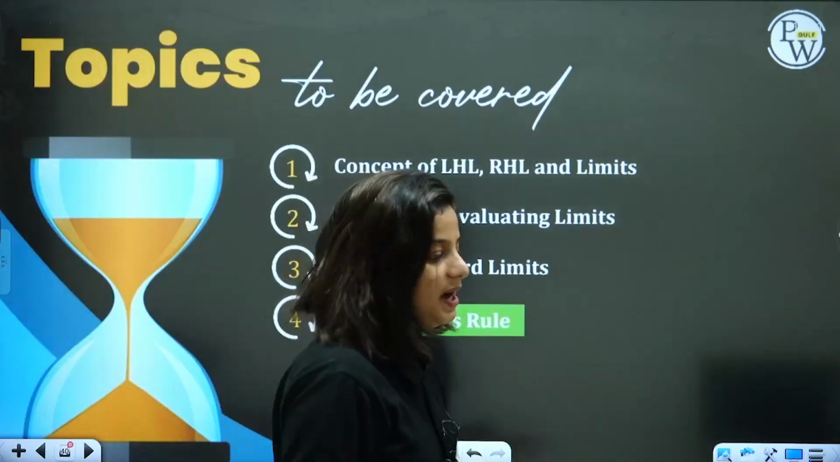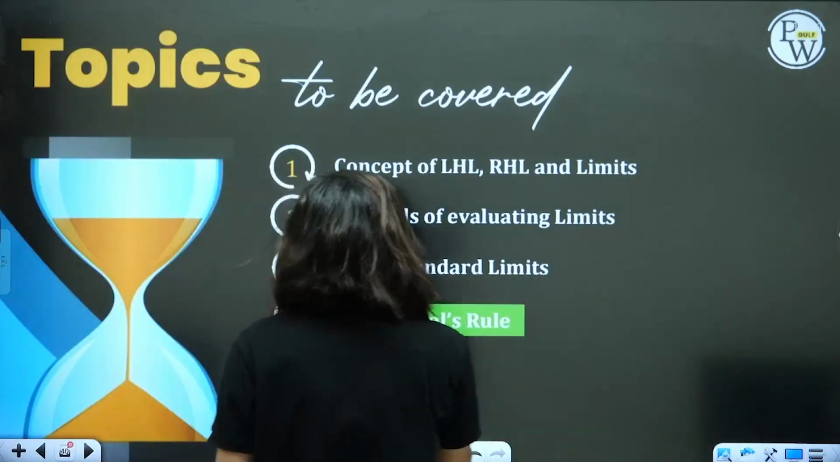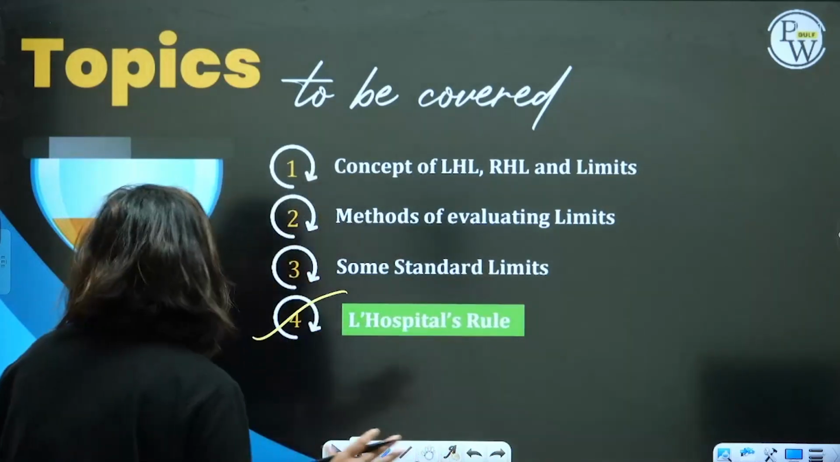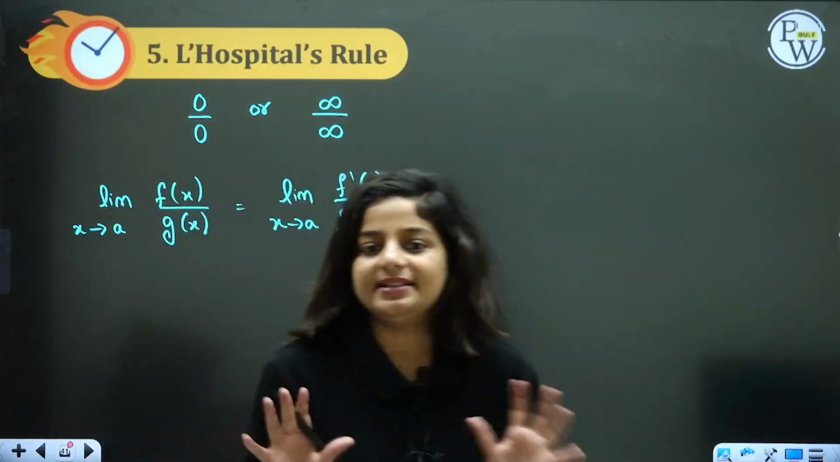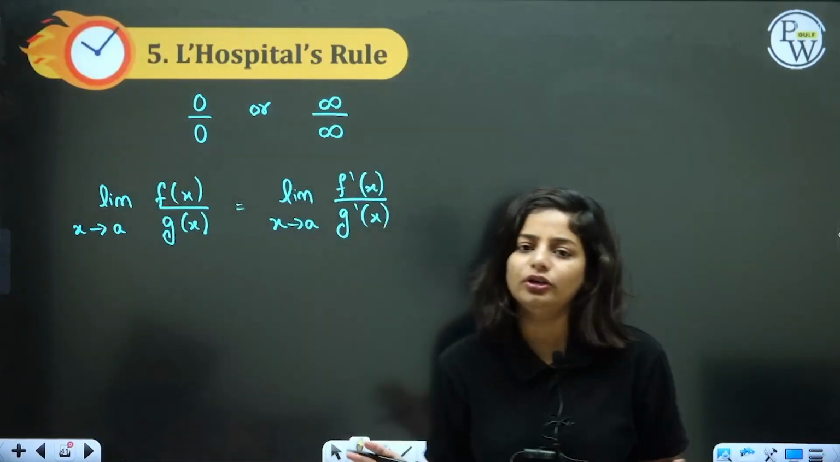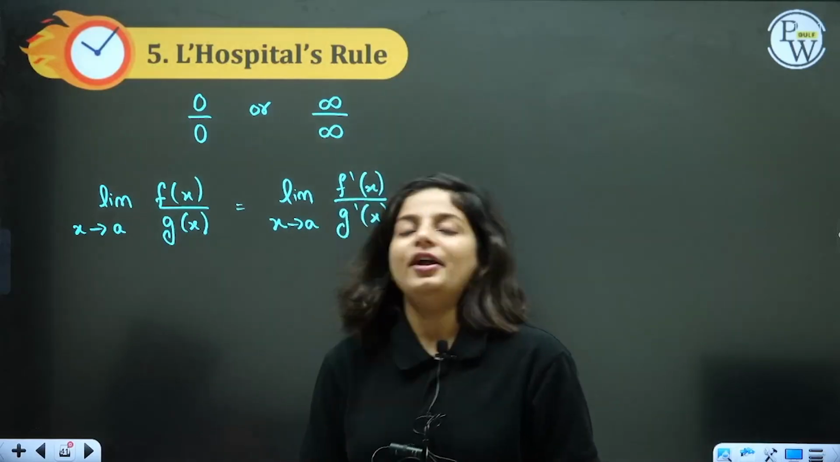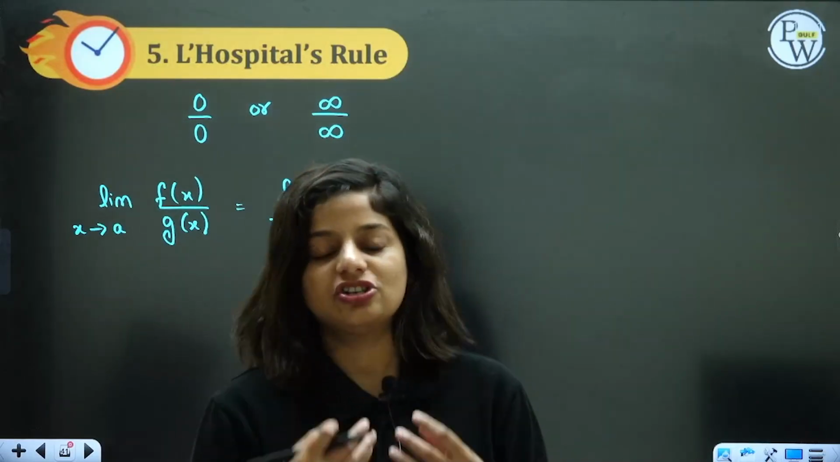And the last part now, L'Hopital rule. L'Hopital uncle is a very nice uncle. But our CBSE uncle is not a good uncle. They don't allow us to use this. I don't know why. It's a shortcut way to solve the questions of limits.